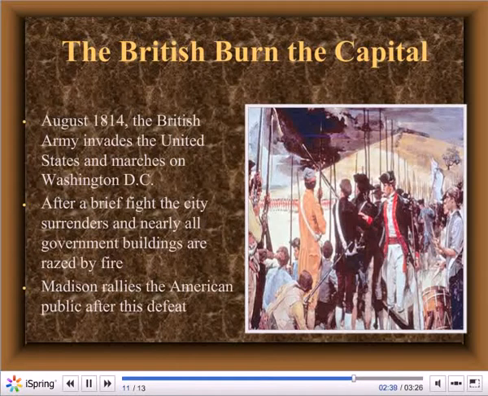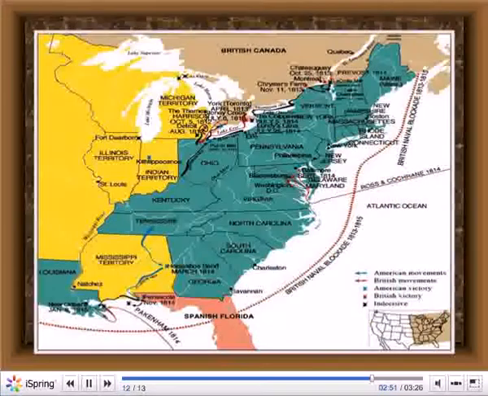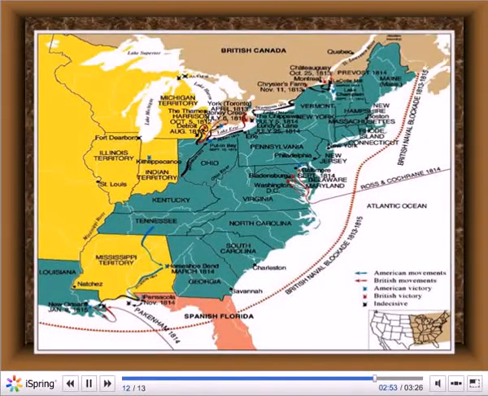It's not long before a treaty is signed. The Americans do not gain any land in Canada, but they do gain against the British. They're allowed to trade freely on the seas, and they get the respect they were hoping for.